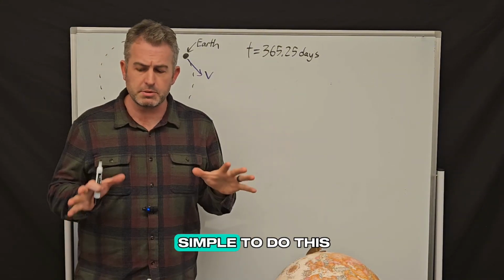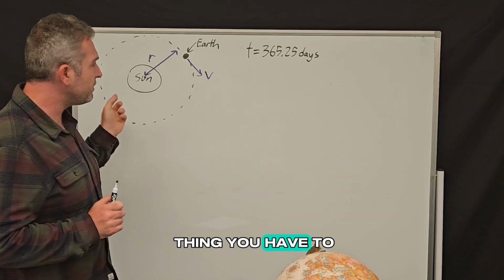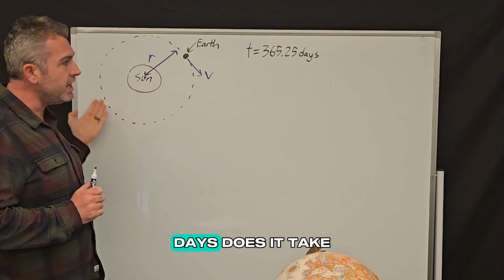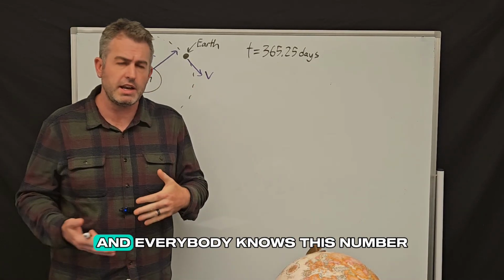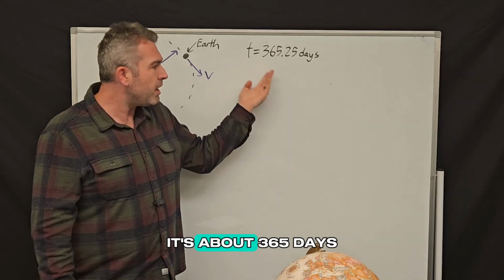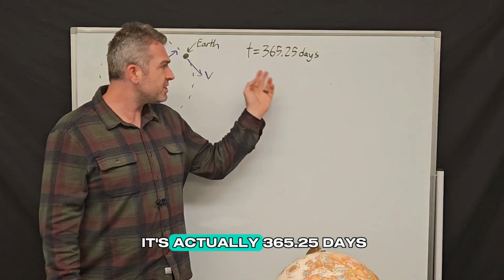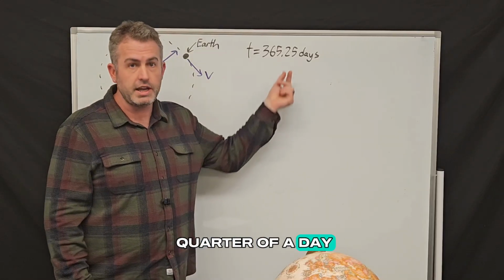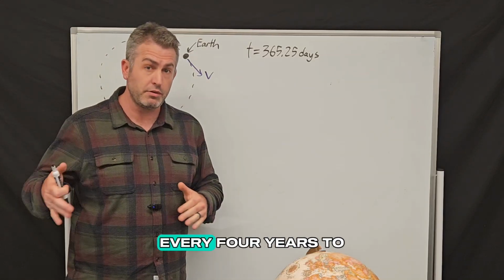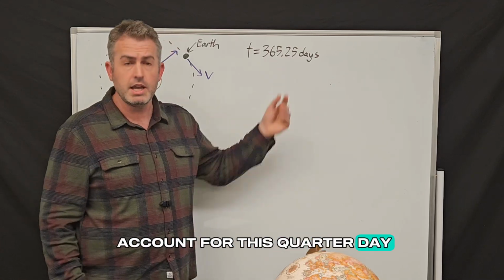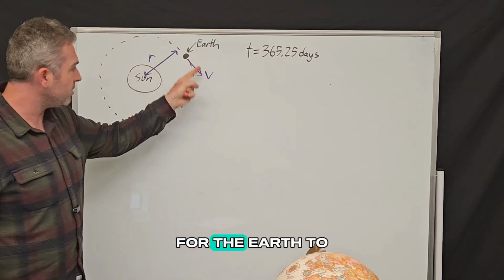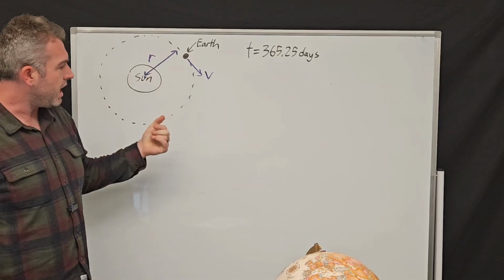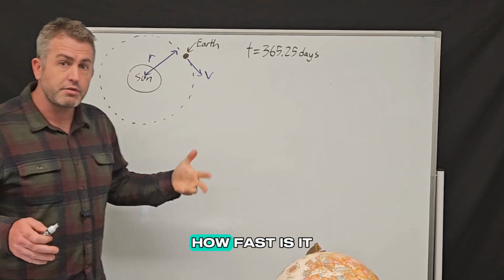And it's actually quite simple to do this. And so the first thing you have to do is observe how many days does it take the Earth to go around the sun. And everybody knows this number. It's about 365 days. It's actually 365.25 days. So there's an extra quarter of a day. And that's actually why we have a leap year every 4 years, to account for this quarter day. But anyway, this is the amount of time it takes for the Earth to orbit the sun once. And so we're trying to figure out its velocity. How fast is it going?